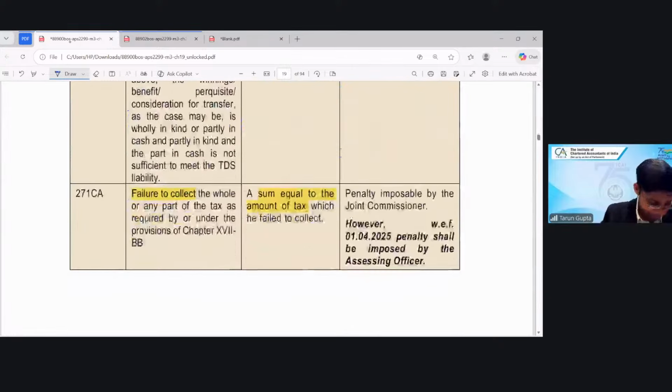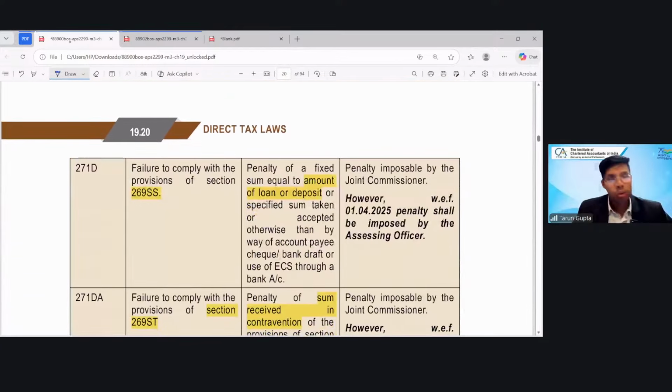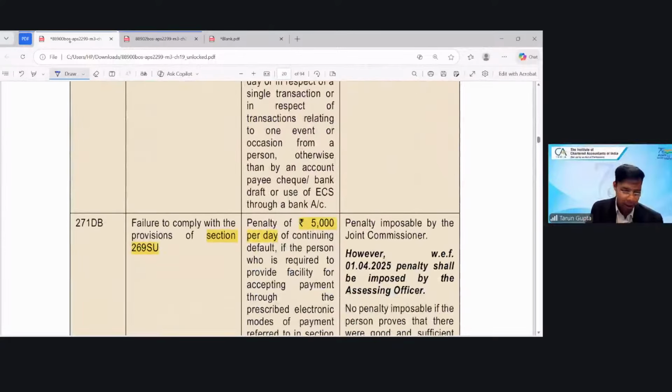Okay. 271C is similar for TCS: failure to collect, a sum equal to the amount which he has failed to collect. 271D is a penalty in respect of section 269SS. If you have accepted a loan or deposit in cash of 20,000 or more, then the amount of such loan or deposit is the amount of penalty. Under 269ST, if you have received any transaction of more than 2 lakh rupees in cash, then an amount equivalent to such transaction is the penalty.